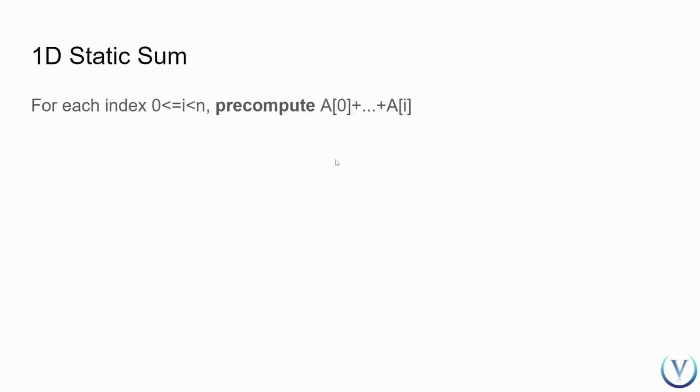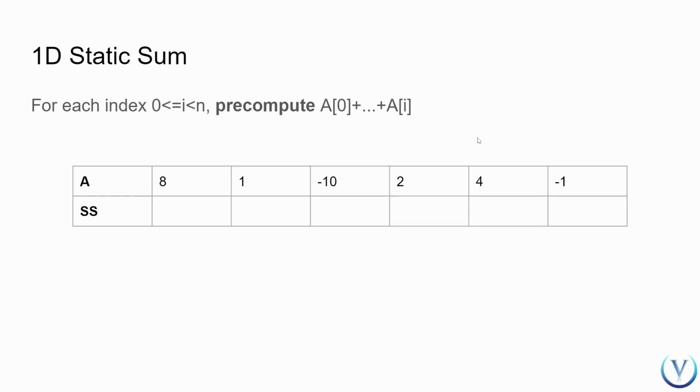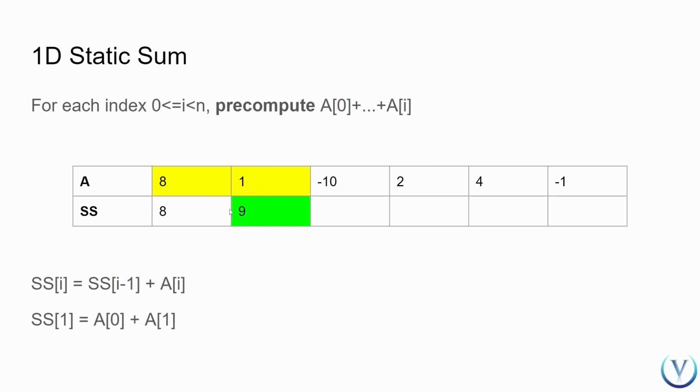So how does the static sum work? For each index, we pre-compute the sum from the first index, which is index 0, to the ith index. What this looks like is as follows. If we have the following array A, then the static sum array will be calculated as such. Static sum of index 0 will be equal to a of 0, which is just 8. Static sum of index 1 will be equal to a of 0 plus a of 1, which is 9. Static sum of index 2 will be the sum of these 3 array elements, and the pattern continues.